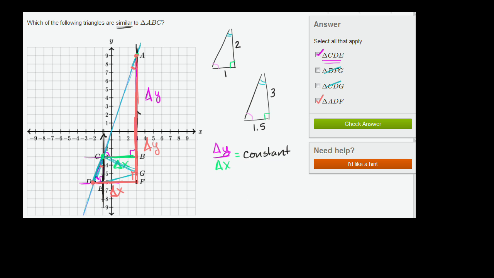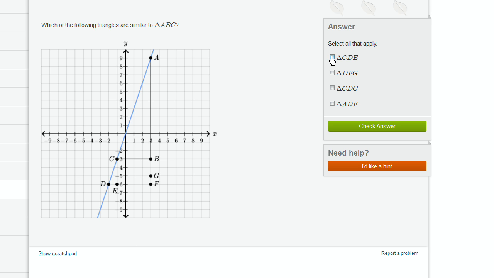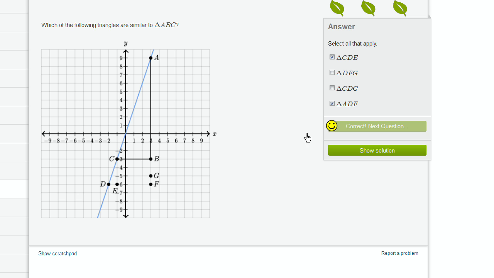And now let's actually input it just to make sure that we got the right answer. So I'm saying that those are similar triangles to triangle ABC.